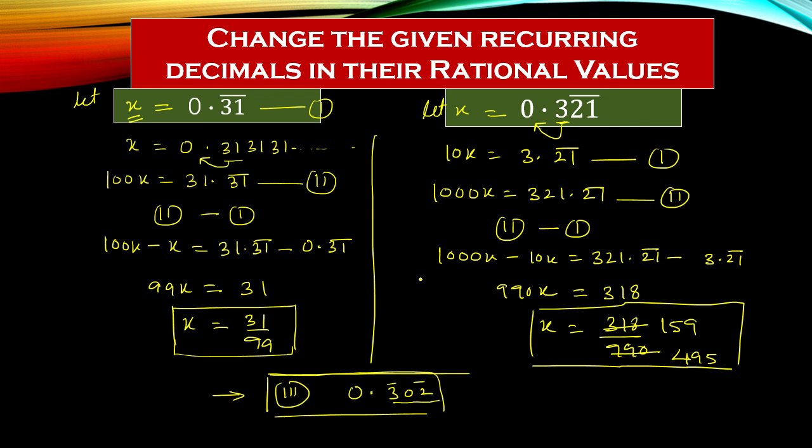Now this is the actual way. Whenever the bar is immediately after the decimal, take it as equation 1, shift one set of digits under the bar towards the left side, that should be equation 2, and subtract 1 from 2. We apply the same thing when we find a bar-free digit, but first we have to shift the bar-free digit towards the left side, and after that we do the same process as in the first example. So this is the way to change recurring decimals into their rational values.